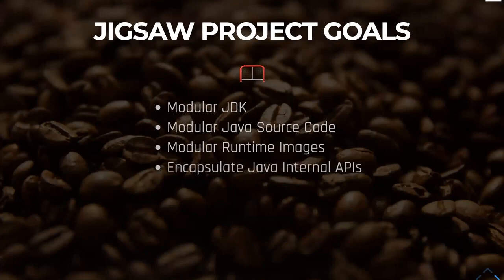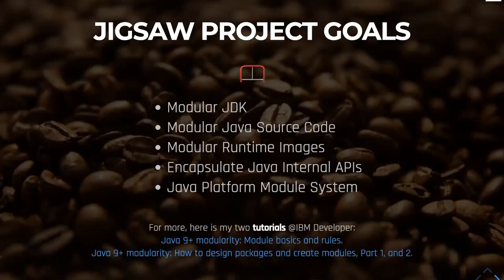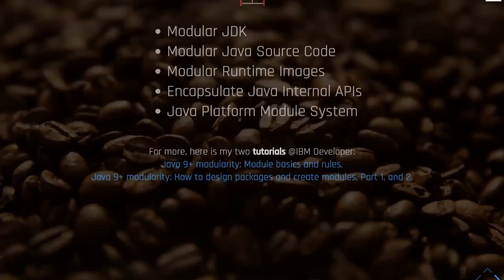So encapsulate Java internal API. This is one of the biggest goals, as I explained before, for more freedom and change frequently without worrying about the backward compatibility, and also for the Java platform module system, which is intended for us as project authors. So when we develop, we can modularize our code the same as JDK has been modularized. So here is a big tutorial about this.